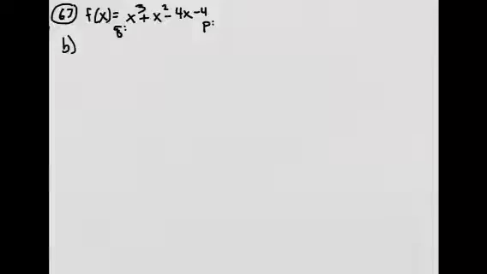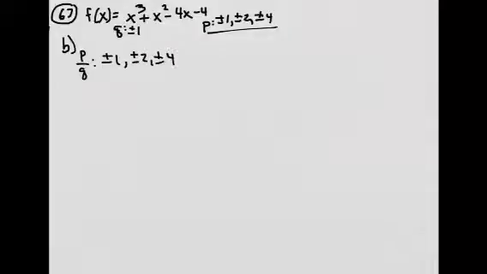So B, it says list all possible rational zeros. So we know that it's plus minus 1, plus minus 2, plus minus 4. And then for 1, it's just plus minus 1. Well, that makes P over Q pretty much this list right here, because we're dividing everything by 1, right? Q is 1. So it's just plus minus 1, plus minus 2, plus minus 4. So those are the 6 numbers that are possible rational zeros for this polynomial.